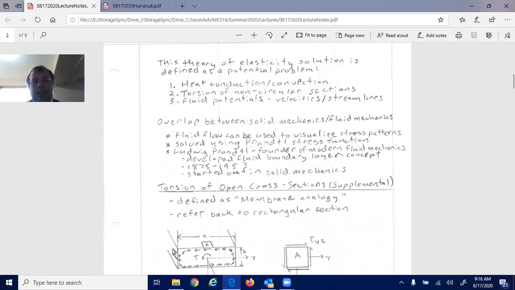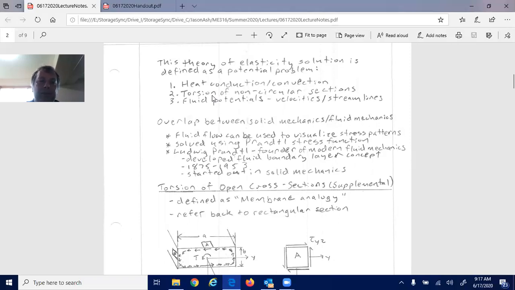This theory of elasticity solution is defined as a potential problem, and it has a lot of corresponding implications to other mechanical engineering problems. In the thermal sciences, heat conduction and convection is also a potential problem. Torsion of non-circular sections, that's what we're looking at here, and fluid potentials, the velocity streamlines that you look at in fluid mechanics. If you look at the electrical engineering field, they also have their potential problems dealing with magnetism and fields that fall under this category as well.